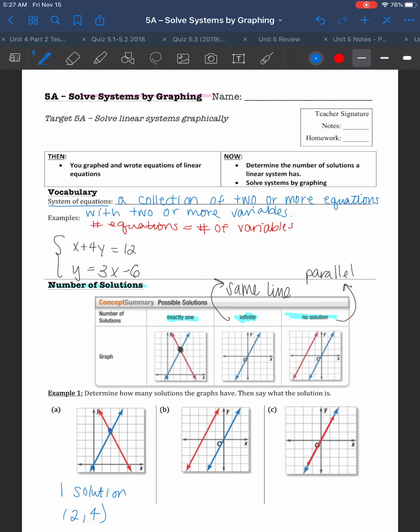Part B, the 2 lines are parallel, so this would be no solution. And then part C, they are the same line, so this would be infinitely many solutions or all real numbers. Either of those is fine, just like we've used before.